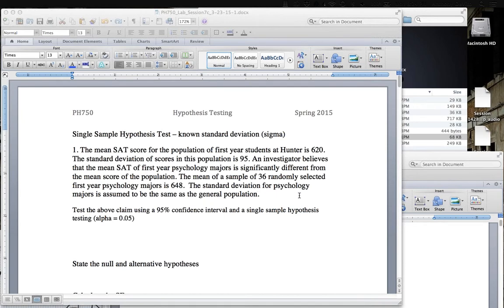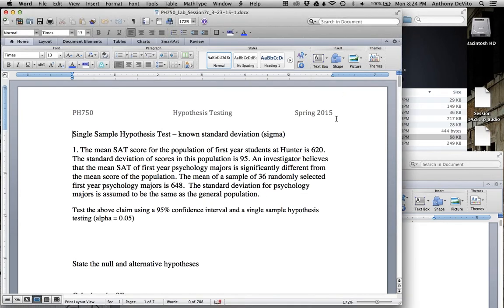Okay, totally awake. Okay, the mean SAT score for the population of first year students at Hunter is 620. The standard deviation of scores in this population is 95. An investigator believes that the mean SAT score of first year psychology students is significantly different than the rest of the Hunter population. The mean of the sample of 36 randomly selected first year psychology majors is 648. The standard deviation for psychology majors is assumed to be the same as for the general population. Okay, so what do we know there? We know that the mean SAT score for every student at Hunter is 620.